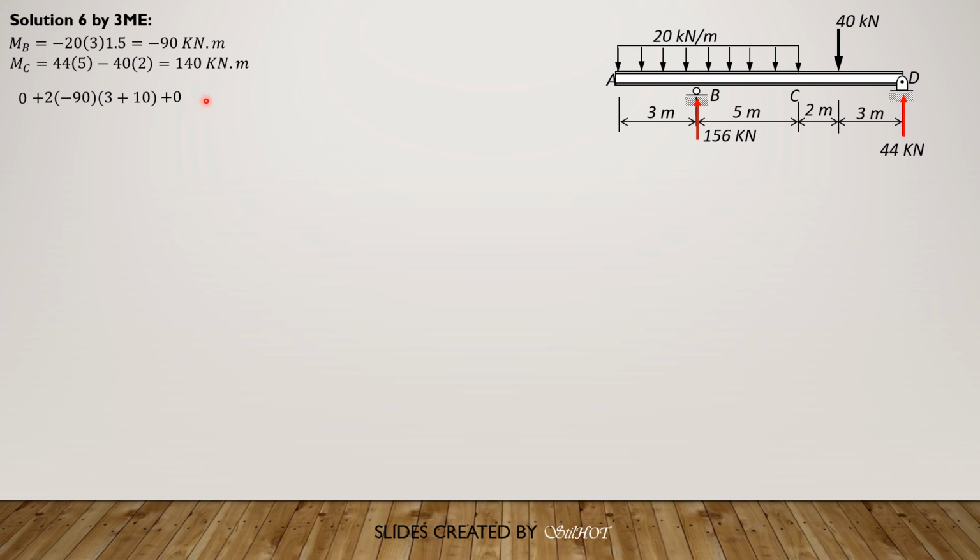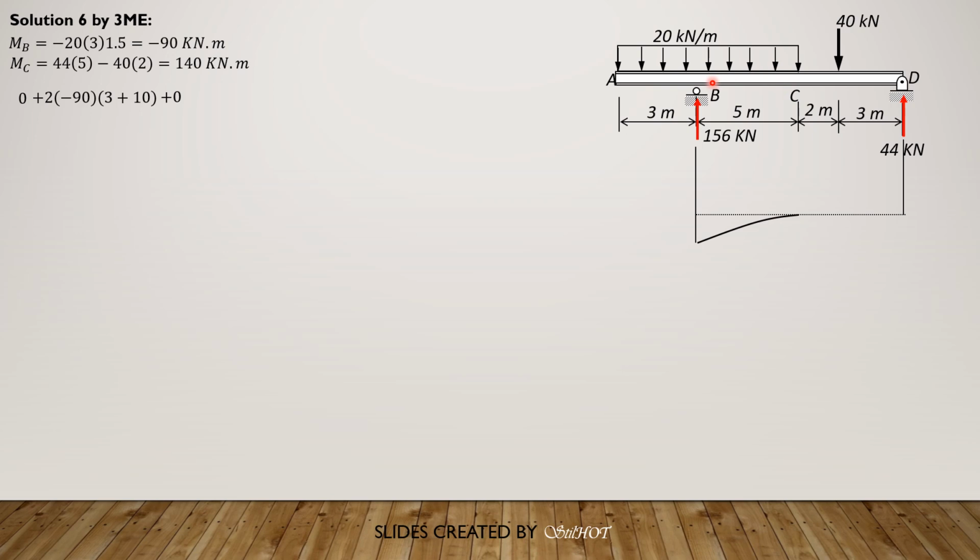Then plus 6A1A over L1, 6A1A over L1 for this span AB, which in three-moment equation, we consider as simply supported, although this is an overhang. There's a formula for 6A1A over L1, which is WL1 cube over 4. So in this case, 20 times 3 cube over 4.